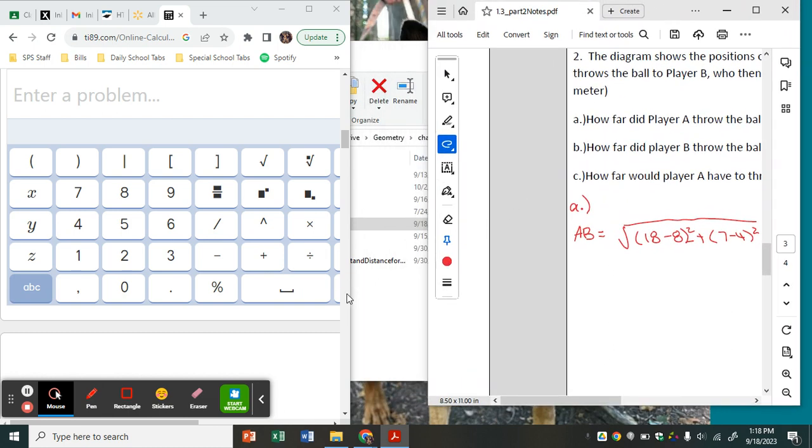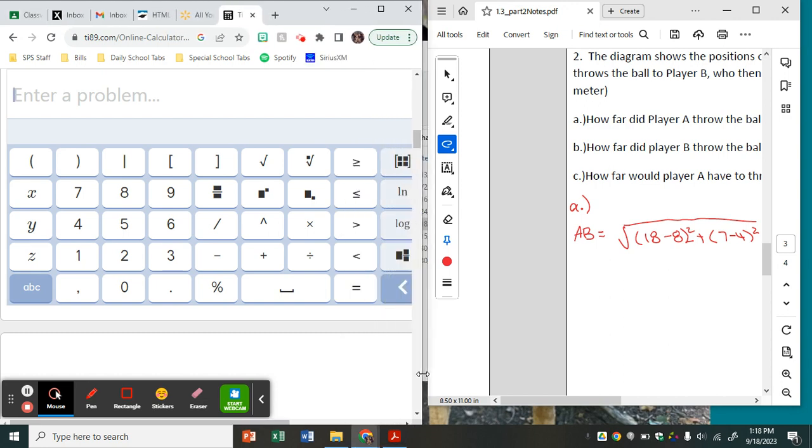So right now, if I wanted to plug in the square root of 18 minus 8, I'm going to take my square root symbol. You guys can do this on your graphing calculator. I'm going to put in the parentheses and do 18 minus 8. And then I'm going to raise that up to the second power. And then I'm going to add. And then I'm going to do 7 minus 4. And then raise that up to the second power. So this will give me a decimal right away when I click enter.